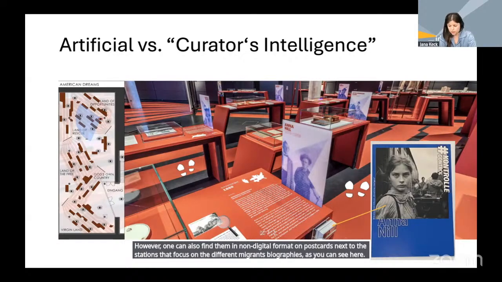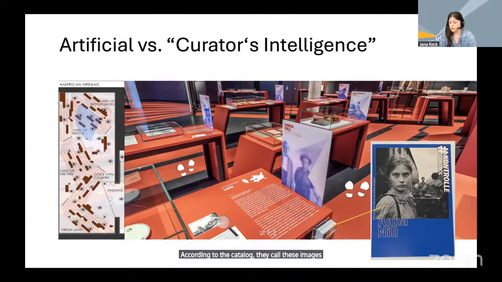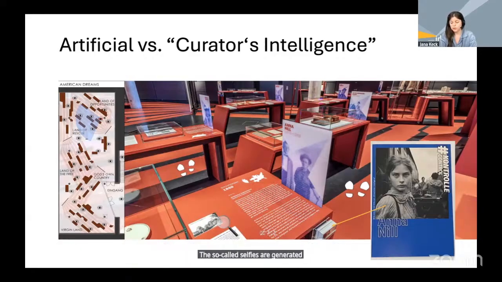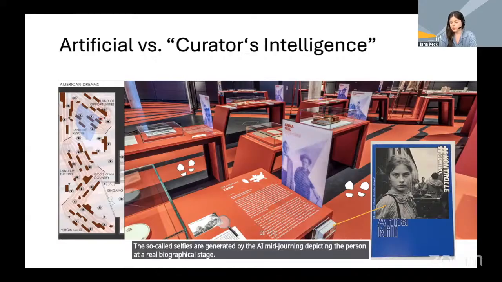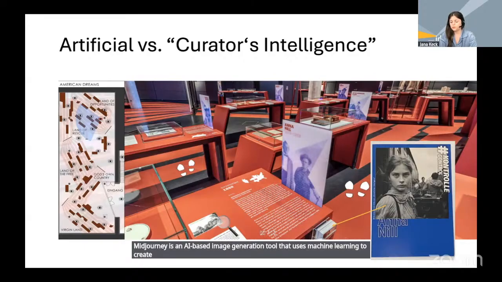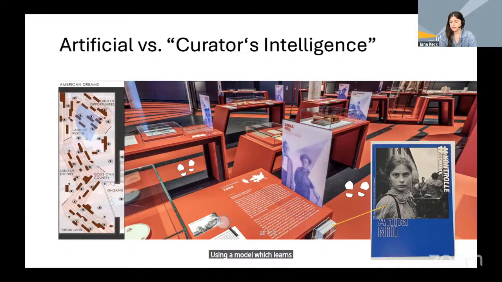According to the catalog, they call these images selfies, which is misleading, as a selfie is a photograph that a person takes of themselves, and in none of the examples can we see such an action. The so-called selfies are generated by the AI MidJourney, depicting the person at a real biographical stage. MidJourney is an AI-based image generation tool that uses machine learning to create detailed and high-quality images from textual descriptions, using a model which learns patterns from large data sets of images, so all kinds of images.